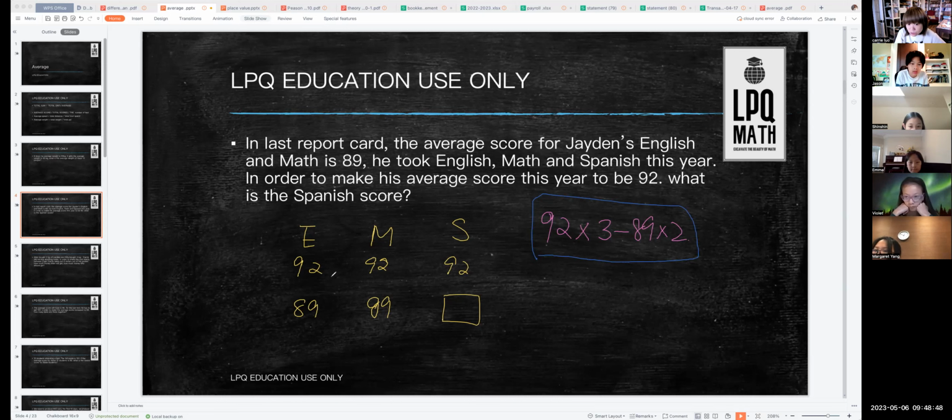But for this I'm going to introduce a method. Within this method, nobody is going to make any mistakes at all. Do you want to learn? Okay, so let's take a look at this one. So Shinshin, let me ask you. In order to go from 89 to 92, how many more points does English need? How many points more?